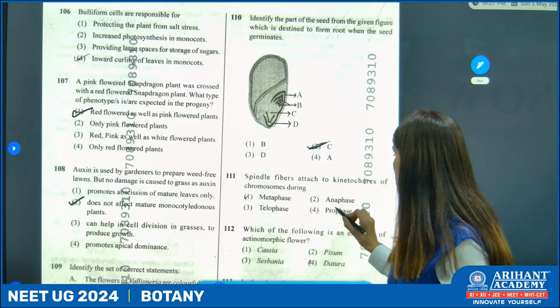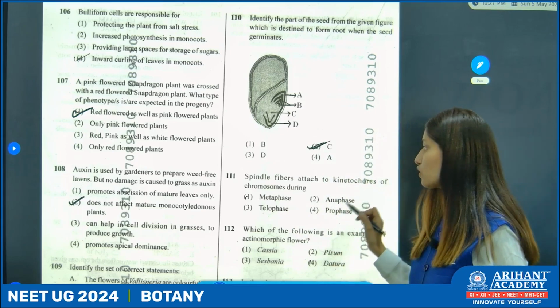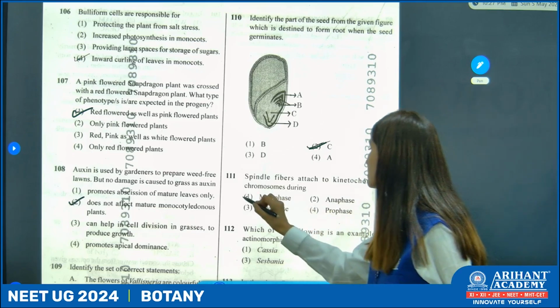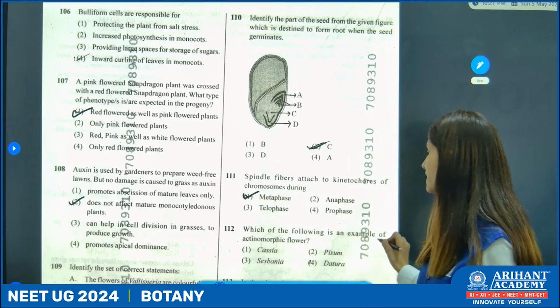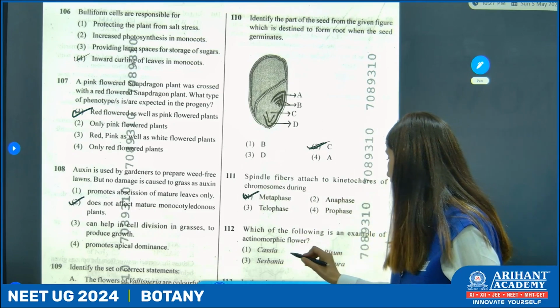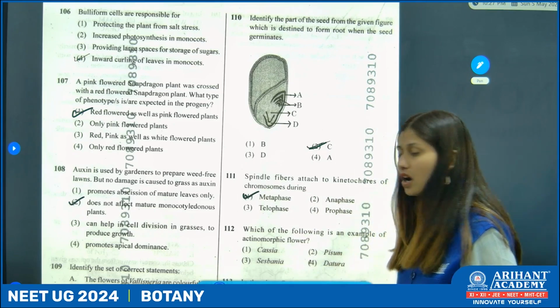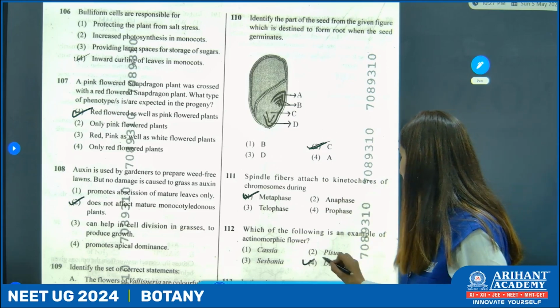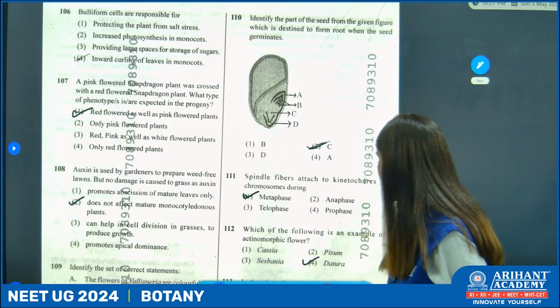Next one: spindle fibers attach to the kinetochores of chromosomes during which phase? During metaphase. Which of the following is an example of actinomorphic? Cassia, pisum and sesbania all have zygomorphic flowers, and the answer would be datura. This is the right answer.